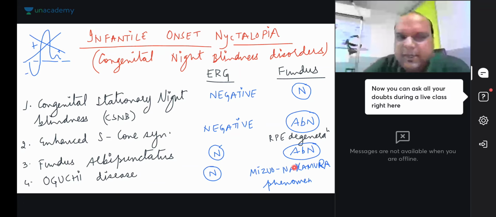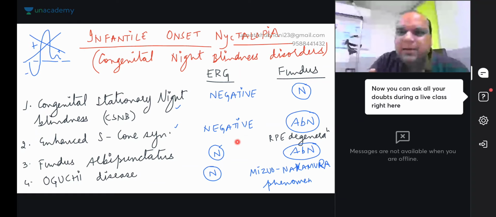So basically, whenever we see a case of infantile onset nyctalopia, first we do ERG. If the ERG is negative, we know it can be CSNB or enhanced S-cone syndrome. Then we look at the fundus. Based on the fundus, normal is CSNB, fundus abnormal is enhanced S-cone syndrome. If the ERG is normal, then we see if the Mizuo-Nakamura phenomenon is present, that is Oguchi disease. If not present, fundus albipunctatus. Am I clear, everybody here? So this is your short summary of infantile onset nyctalopia, which will help you solve questions on it.